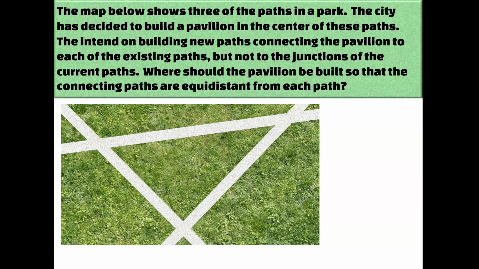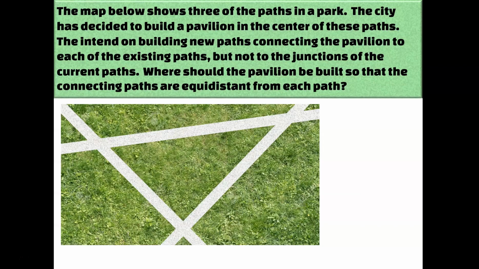And in our final example, we're going to help plan a park. The map below shows 3 paths in a park, and the city has decided that they want to put a pavilion somewhere in between all of those paths. And they plan on building a new short little path leading to the pavilion from each of the paths that already exist. So where should the pavilion be placed so that the paths connecting from the pavilion to each path are the same length, are equidistant?